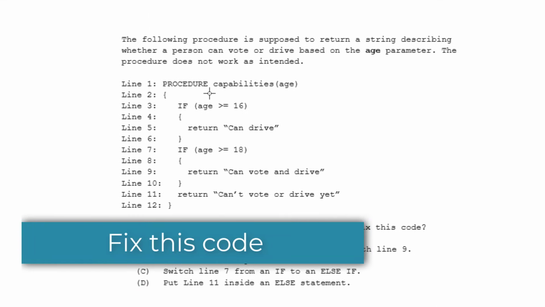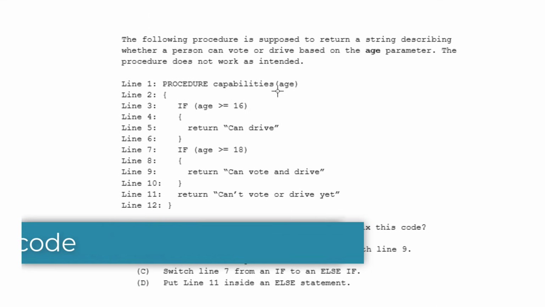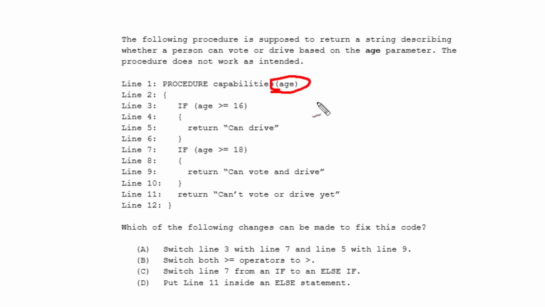So here we have a procedure called capabilities. It takes this parameter called age. What we're going to do is check the age, and tell you whether you can drive or vote and drive, or neither, based on what the value of age is. That seems pretty straightforward, but we can see there's actually a bug here.